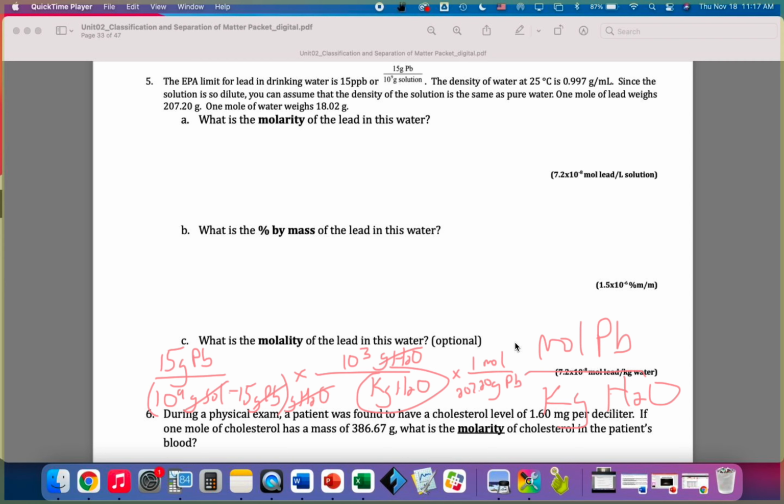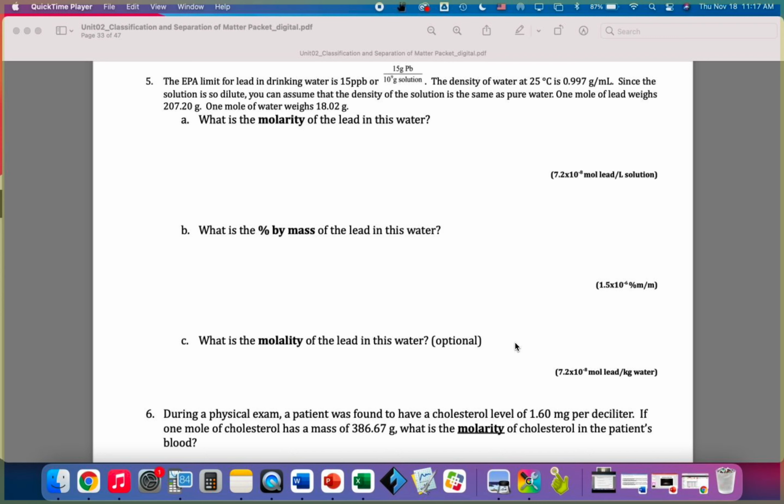Divide by 207.2, and we should get an answer of about 7.2 times 10 to the negative 8th. Two sig figs is probably good enough here. So 7.2 times 10 to the negative 8th moles per kilogram of water. And sure enough, that's exactly what we got.